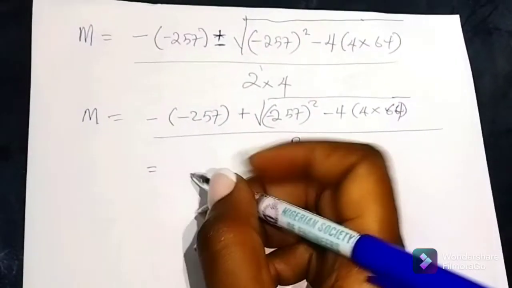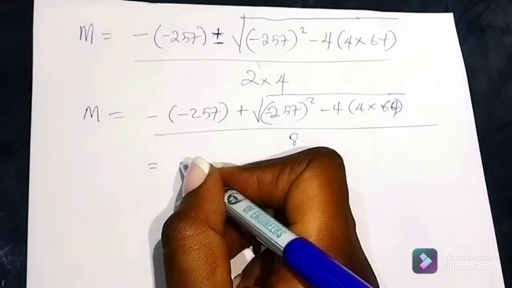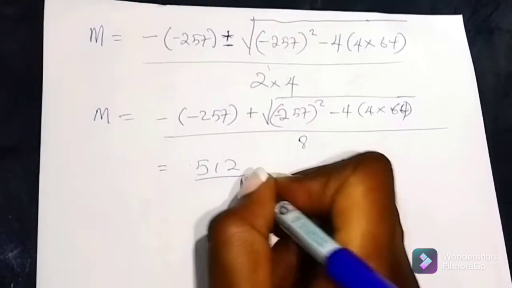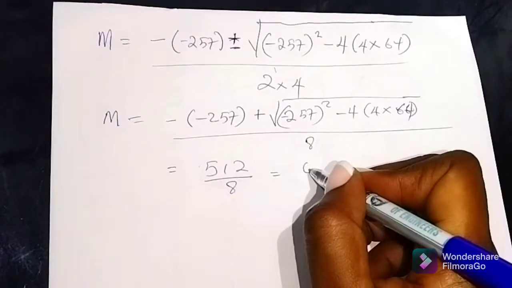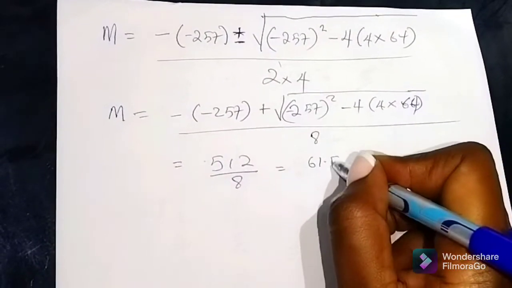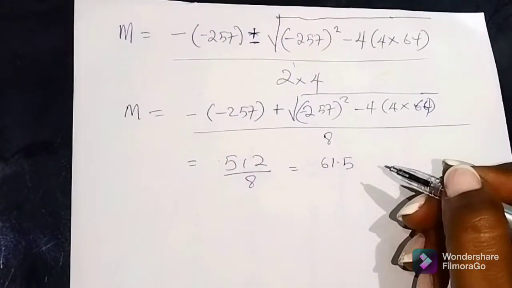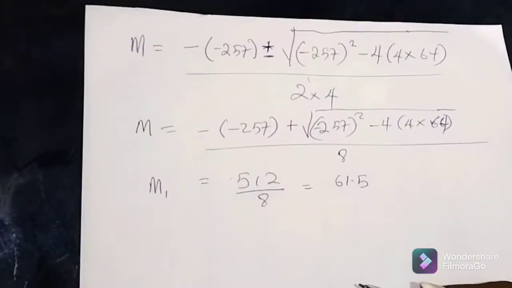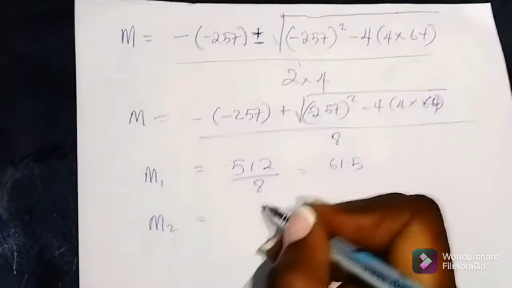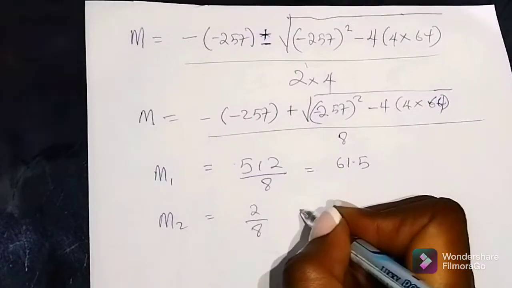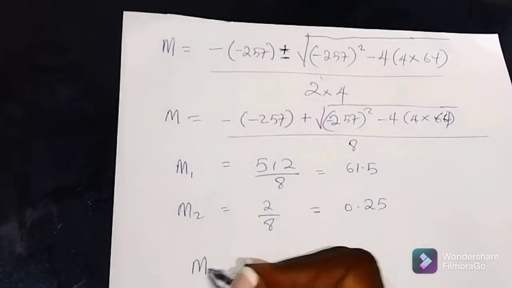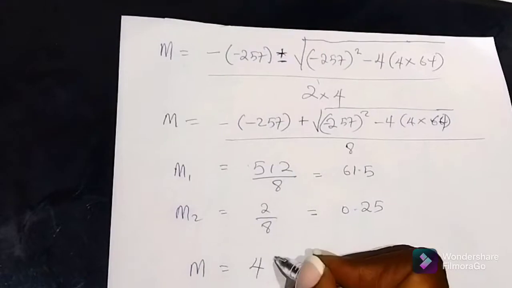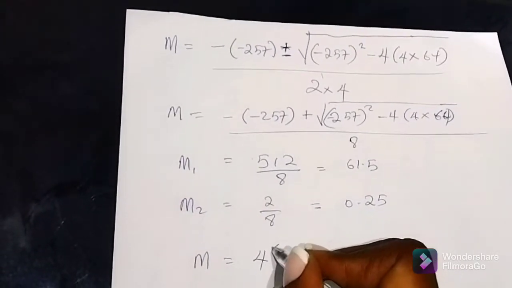After using our calculator, the first value is 512 over 8, which gives us 64. That's the first value of m. The second value gives us 2 over 8, which is equal to 0.25. So let us remember what we did at the beginning: m represents 4 raised to the power x.